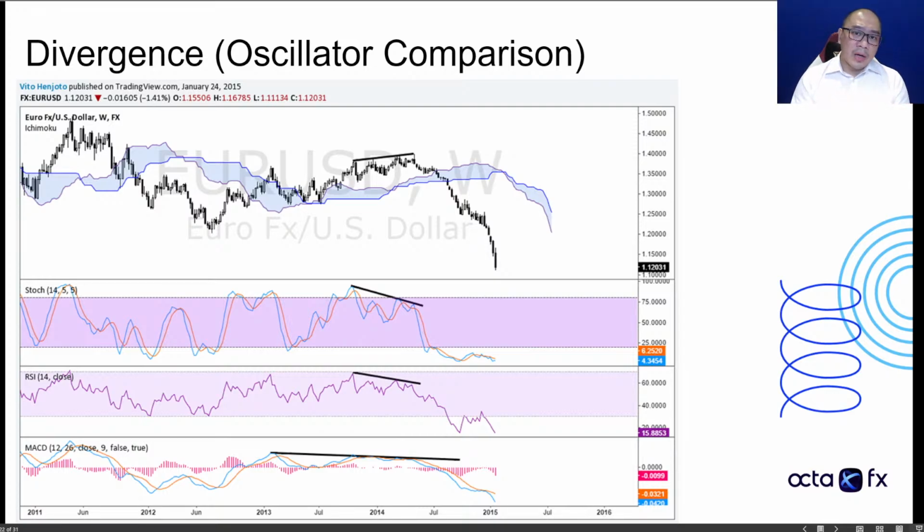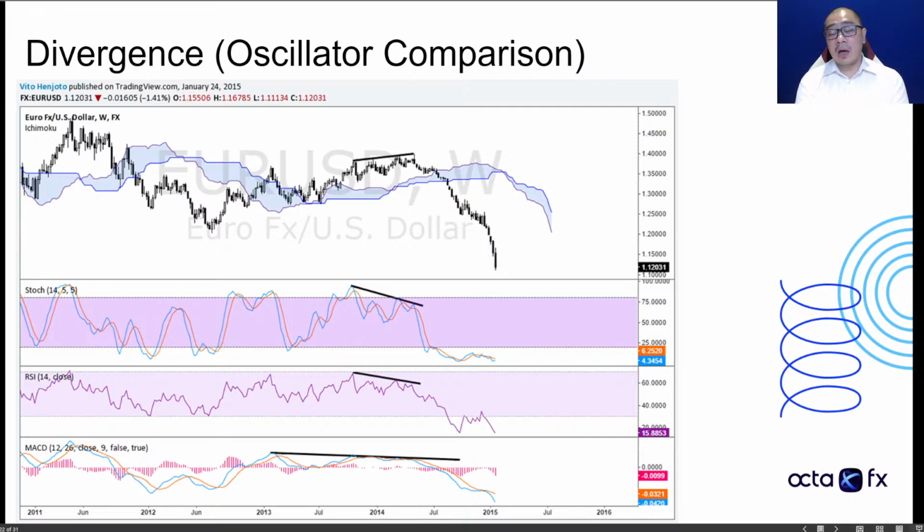I would say choose one instead of overlapping three of them, because they're not going to give you divergences at the same time all the time. So it could confuse a lot of beginners out there when you're starting to learn how to identify divergences using these oscillators, and then you have to figure out three different oscillators. I would say choose one.